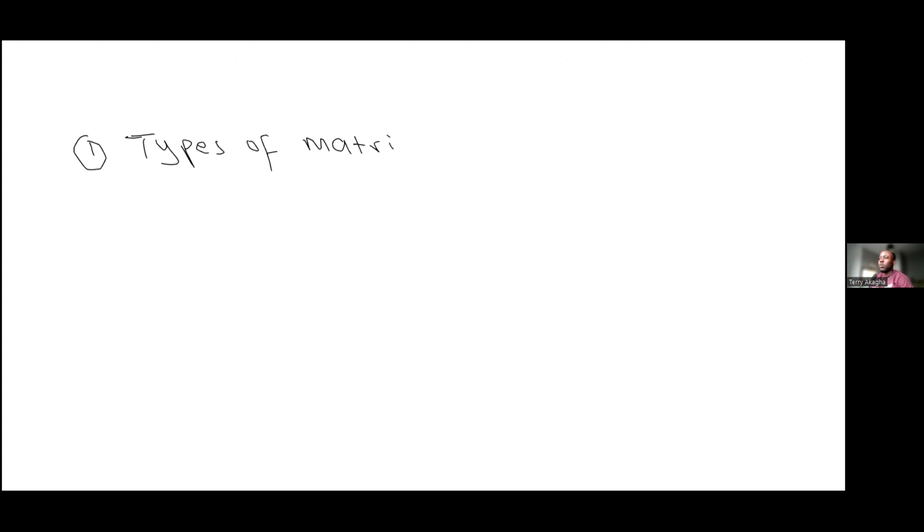Then number two, we're going to talk about matrix arithmetic. I'm going to talk about how we add, how we subtract, how we multiply. I'll talk about scalar multiplication and the multiplication of two matrices, so I'm going to combine them as matrix arithmetic. I'm going to talk about addition and subtraction.